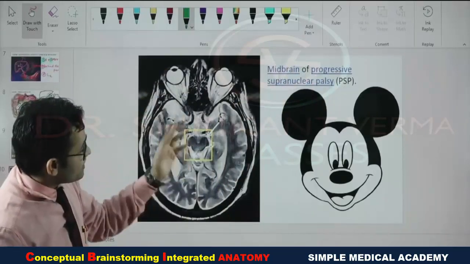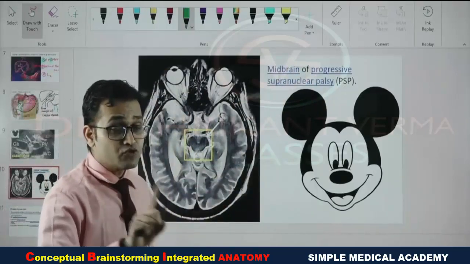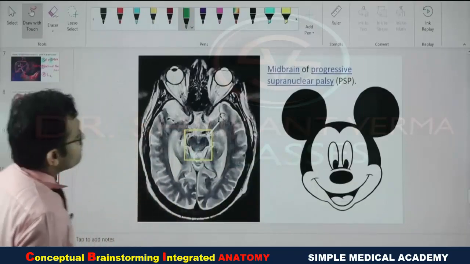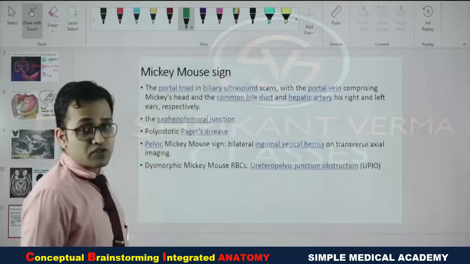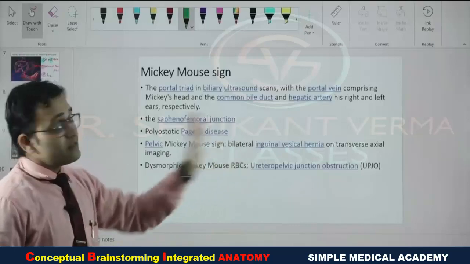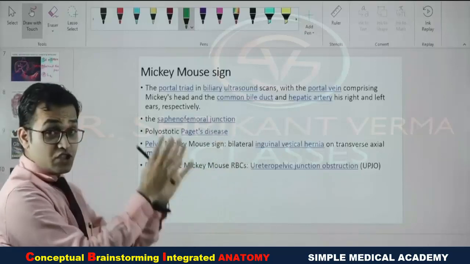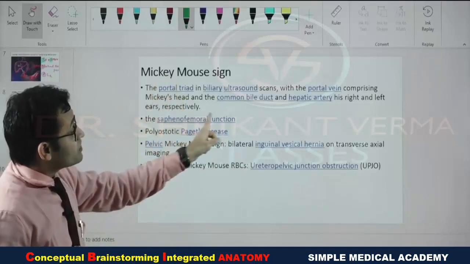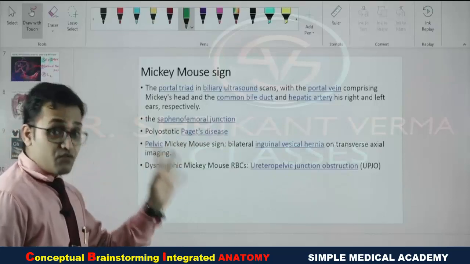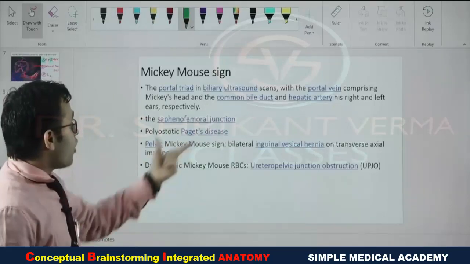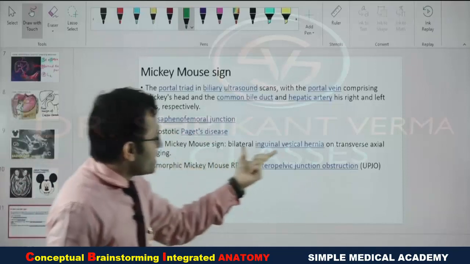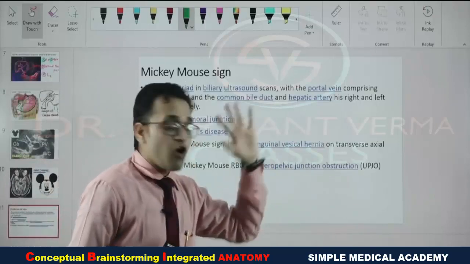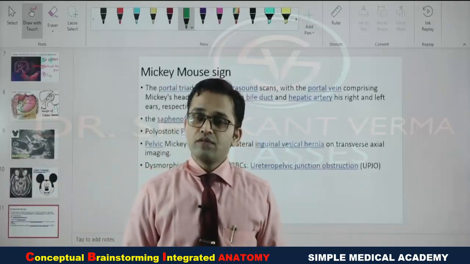Again, this midbrain is looking like the face of the Mickey Mouse. So the Mickey Mouse sign is not diagnostic for the portal hypertension, but there are lots of conditions in which you get the Mickey Mouse sign. You can take a screenshot and save this one. Okay, you have to read all these things in your clinical, that in portal hypertension the Mickey Mouse sign is found, but the saphenofemoral junction is also at this site. In a few diseases there may be the presence of the Mickey Mouse sign, also in Paget's disease of the bone, also in the inguinal hernia part you can see this sign, also in the uteropelvic junction obstruction you can get the Mickey Mouse sign.